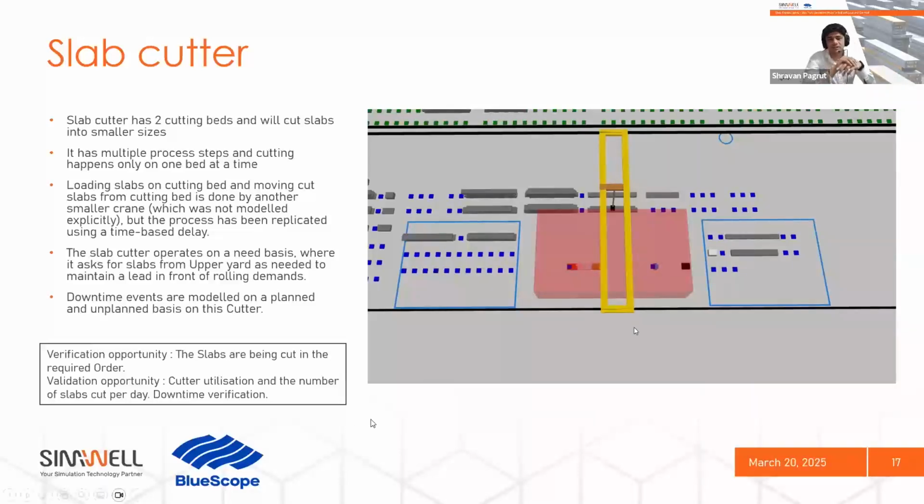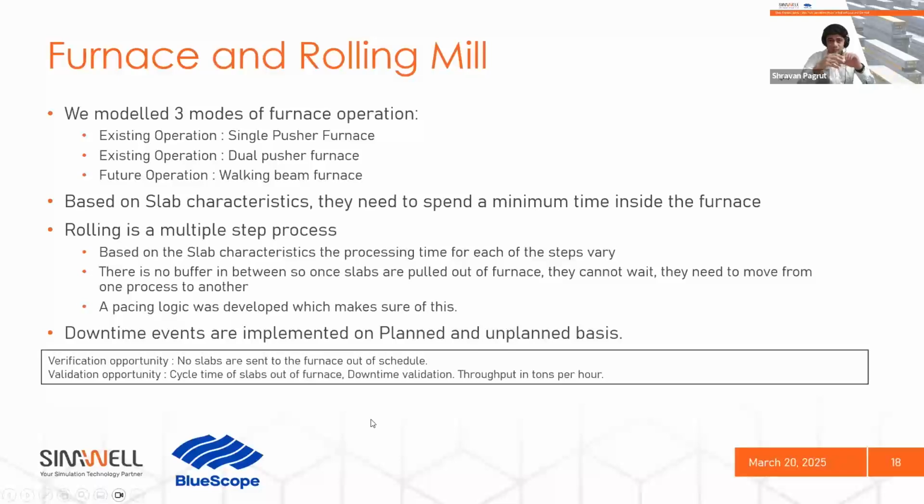Moving on to the next part, which is kind of the heart of our model, which is the furnace and the rolling mill. We operate the furnace in three main modes, which is the single and dual pusher furnace, which is the existing operation, and the newer operation, which is the walking beam furnace, which is what we want to make sure will work. That is kind of the main outcome of our problem, where we want to make sure that everything is good there.